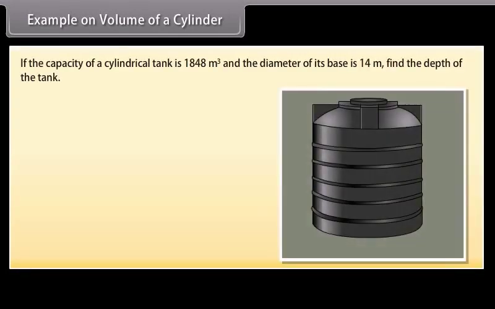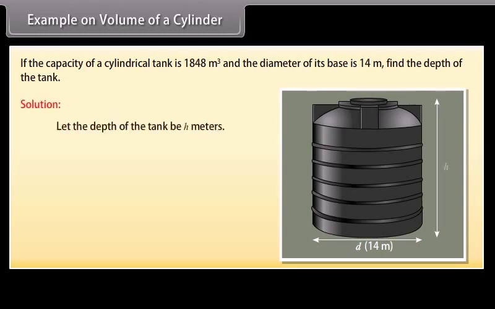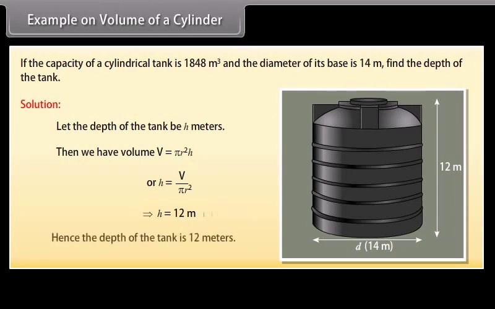Example of volume of a cylinder. If the capacity of a cylinder tank is 1848 meter cube and the diameter of its base is 14 meter, find the depth of the tank. Let the depth of the tank be h meters. Then we have volume V equals pi into r square into h, or h is equal to V upon pi into r square, which implies that h is equal to 12 meters. Hence, the depth of the tank is 12 meters.